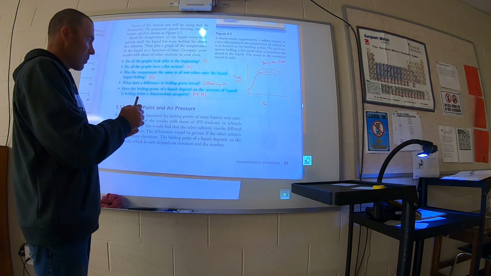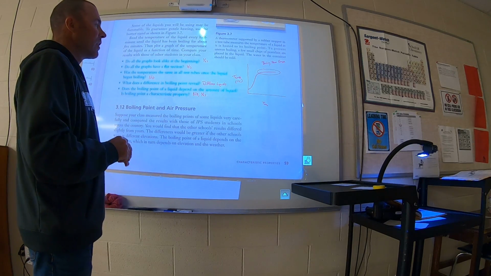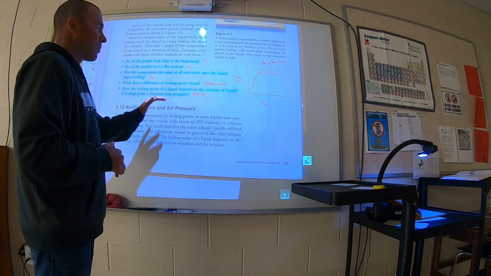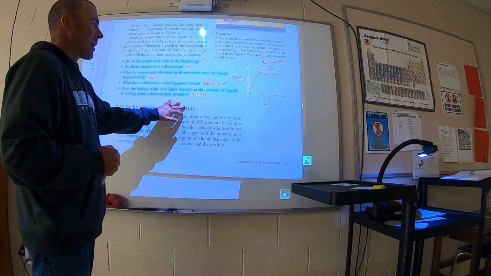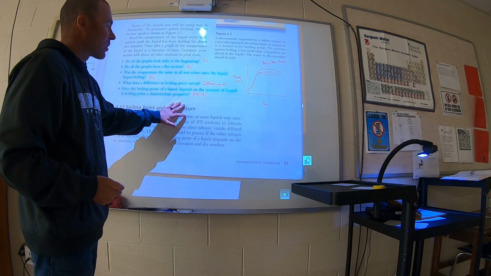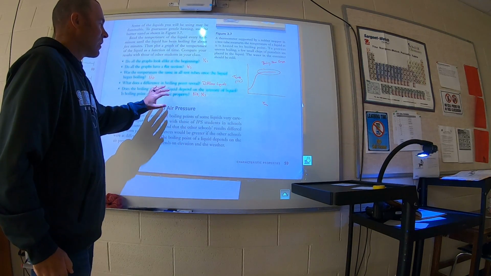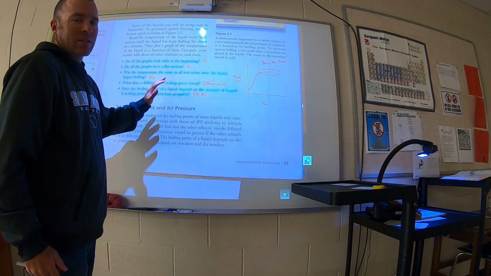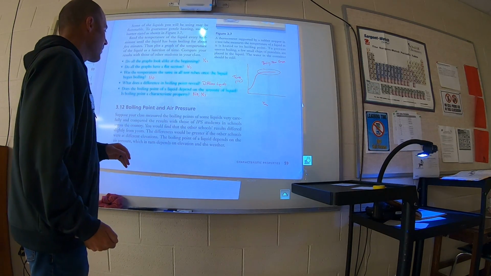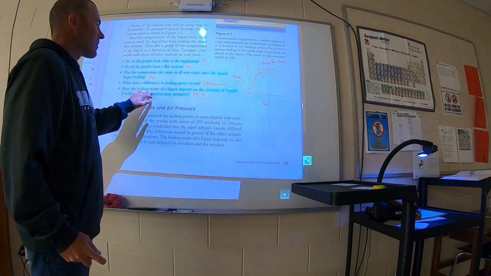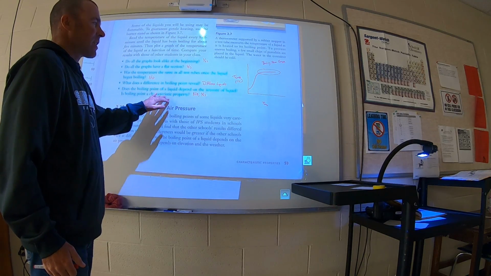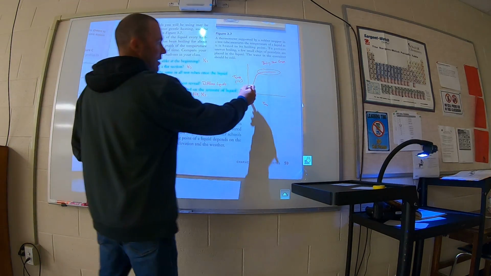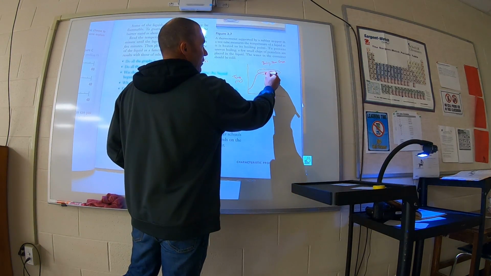Does the boiling point of a liquid depend on the amount of liquid? That's no, because water boils at 100 degrees Celsius no matter how much liquid you have. Now it's going to take longer for a lot of liquid to boil, where if you have just a little bit, it's going to boil pretty quickly. So the amount does not affect the boiling point, it just affects the time to get it boiling. So you may have a steeper line in here if you have more liquid.